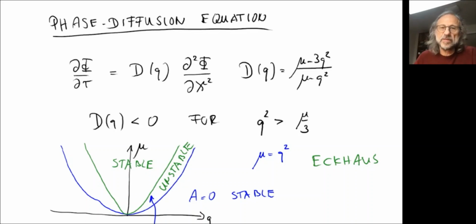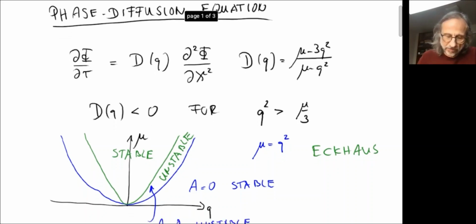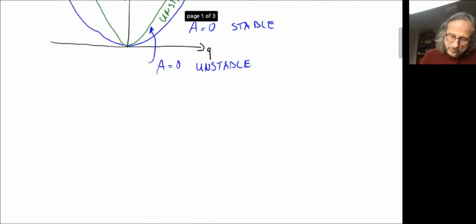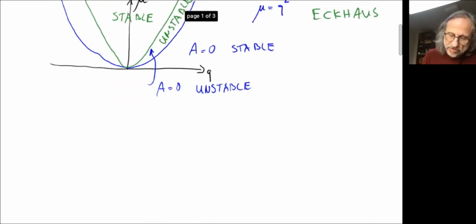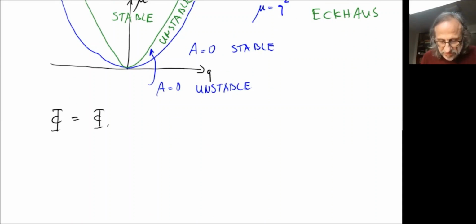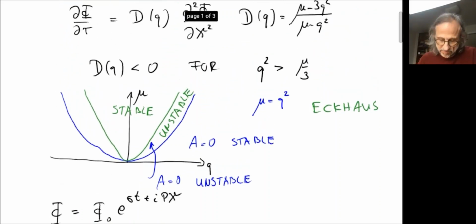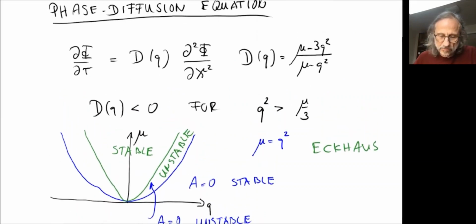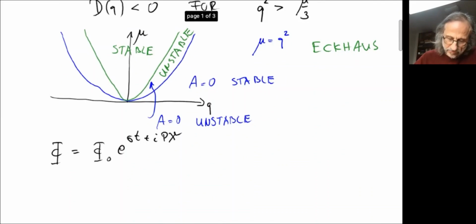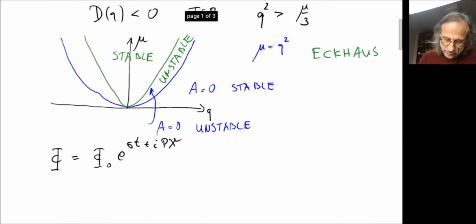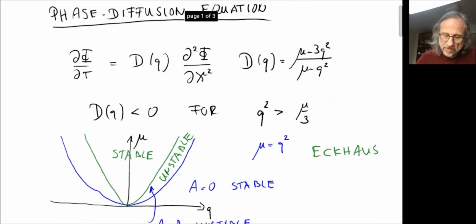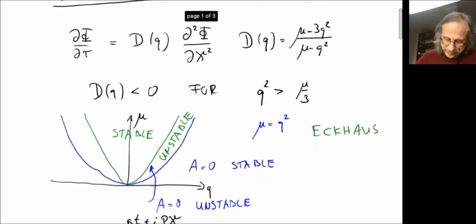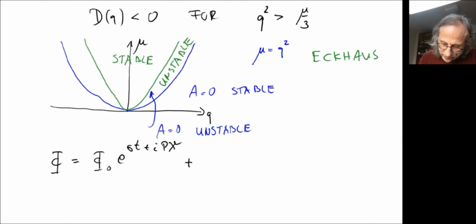So let's assume we have a pattern with a fixed wave number and make a small perturbation around it. We make a perturbation calculation where we assume phi is given by some amplitude times e to the sigma t plus i P X. So that means we have the phase, you could imagine an iQX in addition. I want to have this plus, and then we have Q times X.